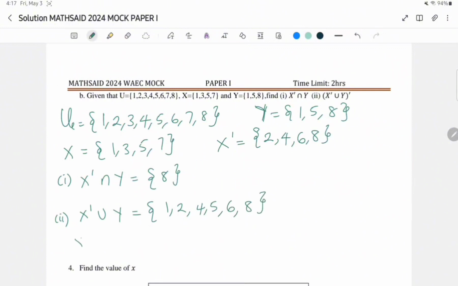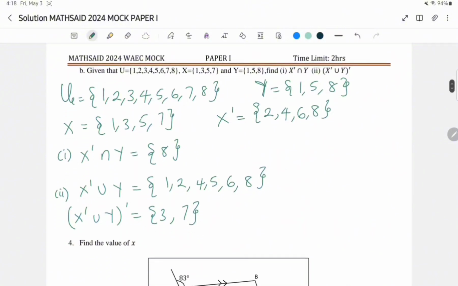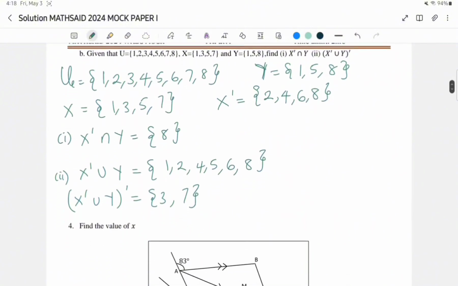So now X complement union Y, then everything complement, is going to be the elements that are in our universal set but are not in X complement union Y, and that's 3 and 7. So that means X complement union Y complement is 3 and 7.